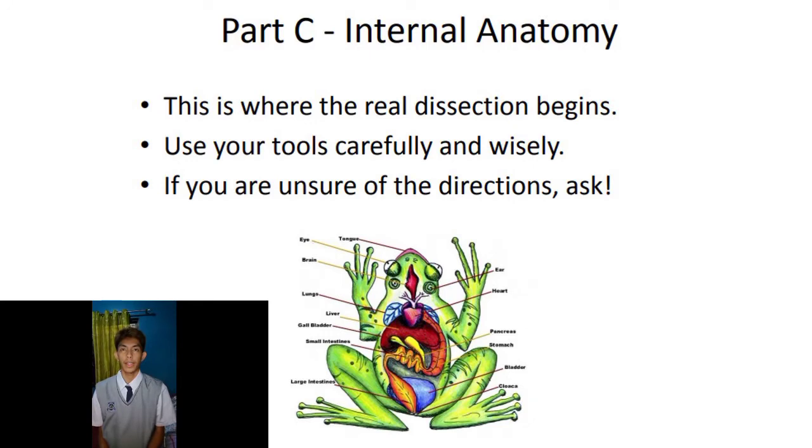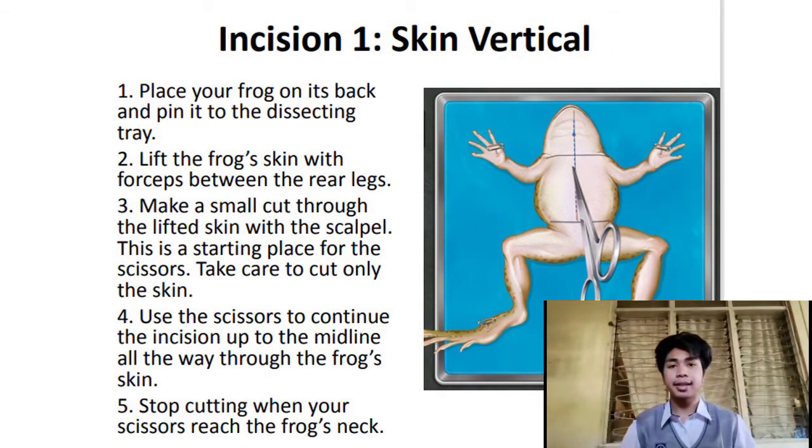Part C. Internal anatomy. This is where the real dissection begins. Use your tools carefully and wisely. If you are unsure of the directions, ask. Incision 1, skin webbing. Number 1: place your frog on its back and pin it to the dissecting tray. Number 2: lift the frog skin with the forceps under the legs. Number 3: make a small cut in the lifted skin with the scalpel. This is the starting place for the scissors. Take care to cut only the skin.